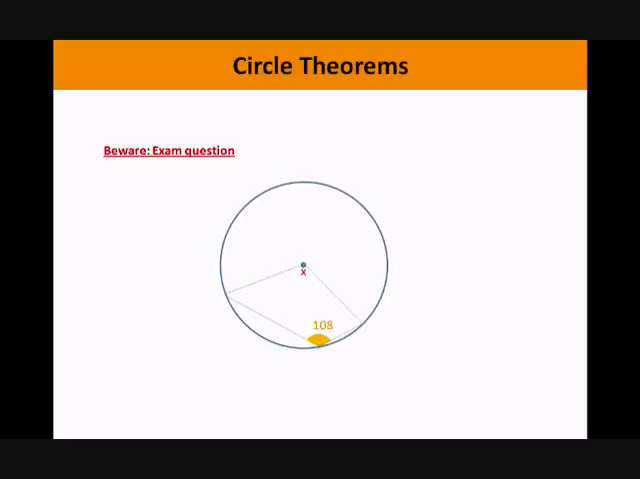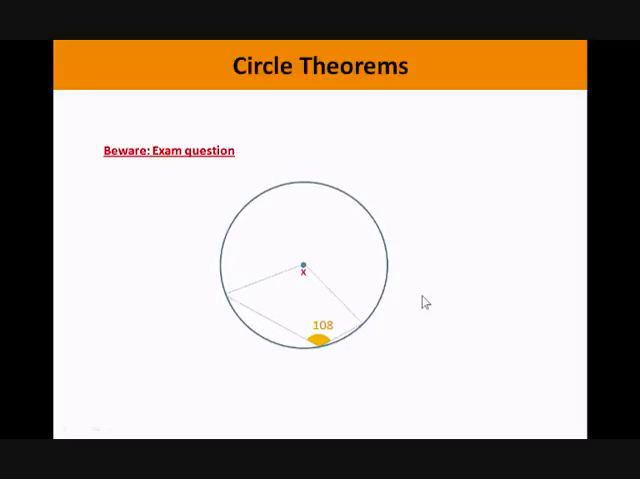Now, here is an exam type question that often occurs, and it's a tricky one because it looks like a cyclic quadrilateral because it's a 4-sided shape inside a circle, but only 3 of the sides, 1, 2, 3, are actually on the edge of a circle. The other side is not on the edge. So it's not a cyclic quadrilateral. The opposite angles don't add up to 180 in this.